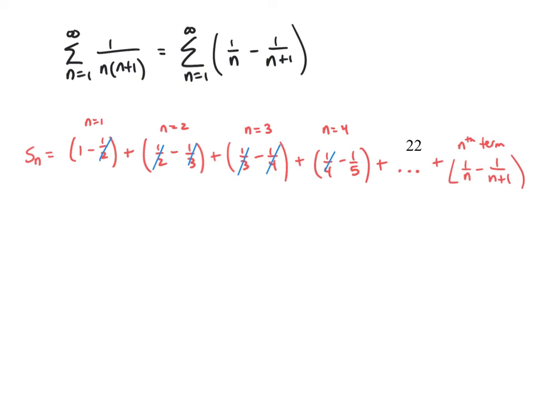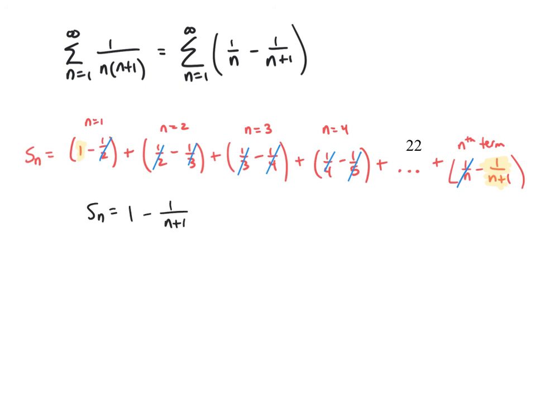We have negative 1/5, and clearly something in here is going to cancel with that one. Clearly something in here is going to cancel with 1 over n. However, we are left with two little pieces. Specifically, we're left with 1, and we're left with negative 1 over n plus 1 that wouldn't cancel with any other portion of this partial sum. So this partial sum, we could simplify down to just 1 minus 1 over n plus 1.